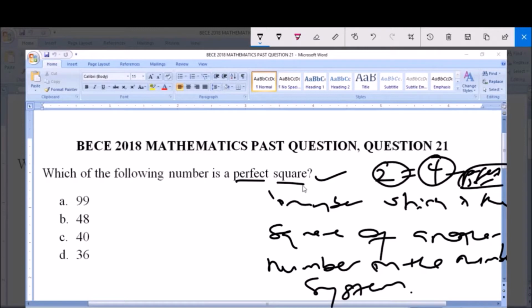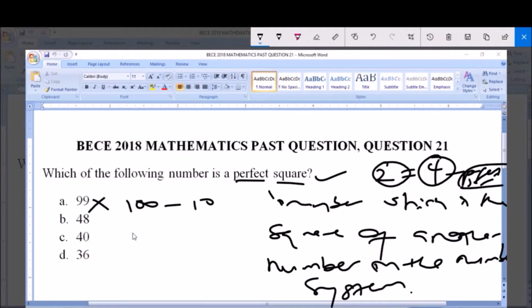Now the question says you should find which of the following is a perfect square. Now A here says 99, and in the number system there is no number you can take the square of that will give you 99. No number. Now the closest number to this 99 which is a square is 100, and 100 is a perfect square of 10. You can see now. So 99 is not a perfect square.